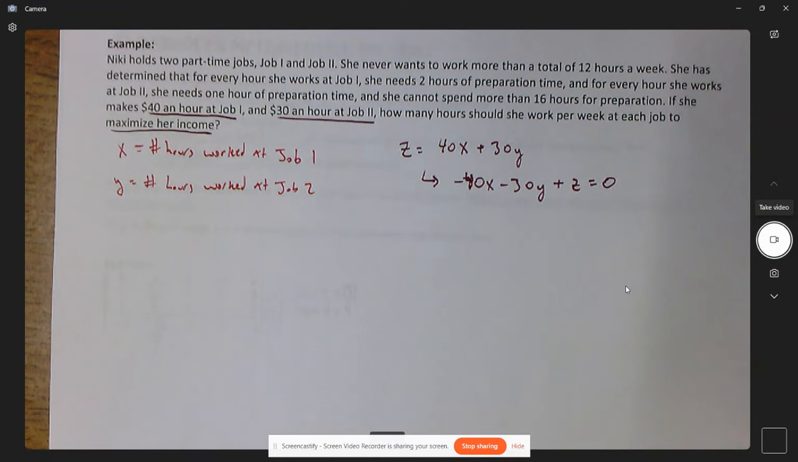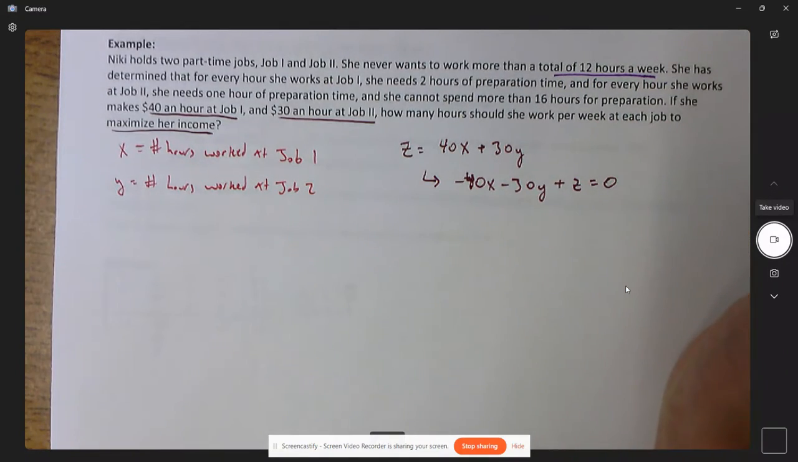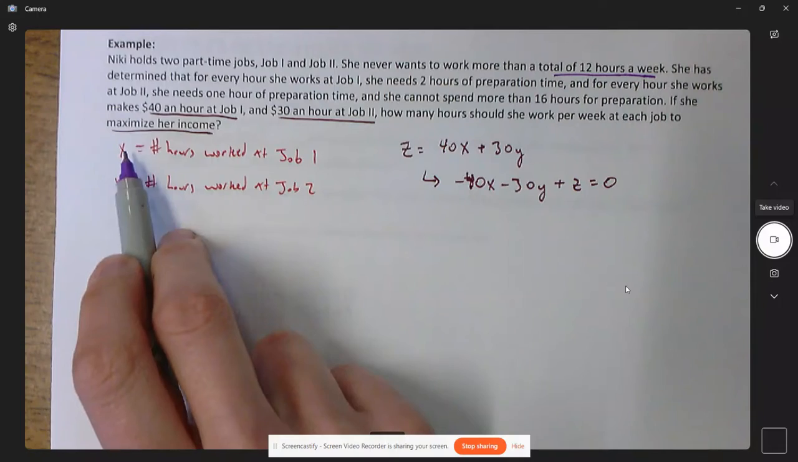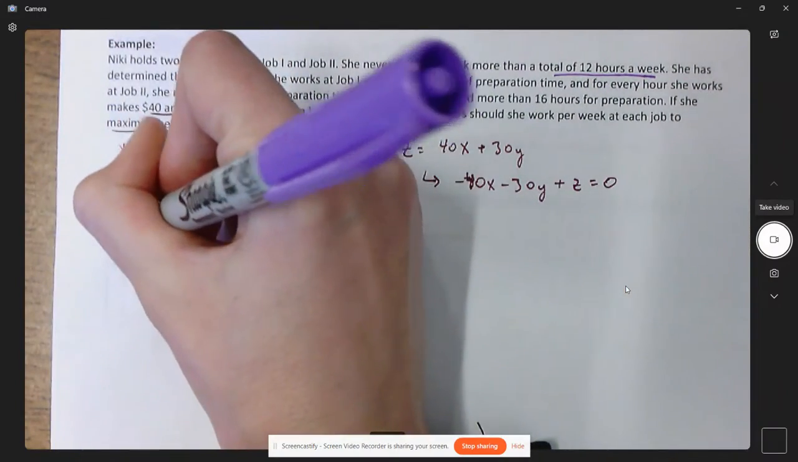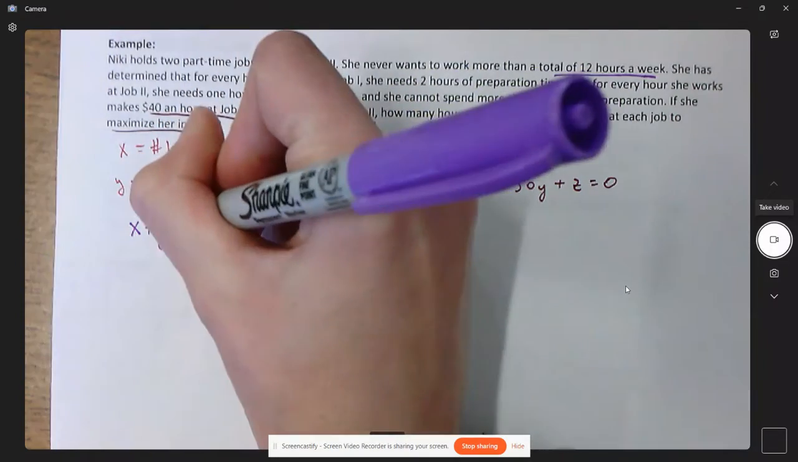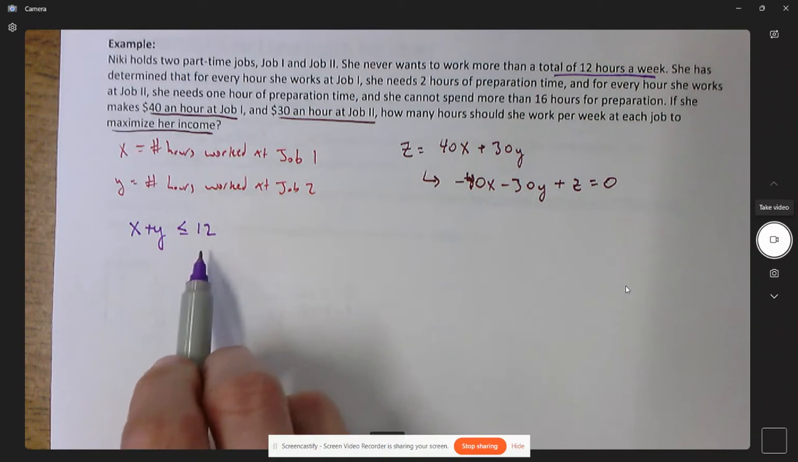Now we need our constraint functions. So what are our constraints? Well, she never wants to work more than 12 hours a week. That's the first constraint. So the number of hours she works here plus the number of hours she works here can't be more than 12. So my first equation is that x plus y has to be less than or equal to 12. The total number of hours she works is less than or equal to 12 hours.